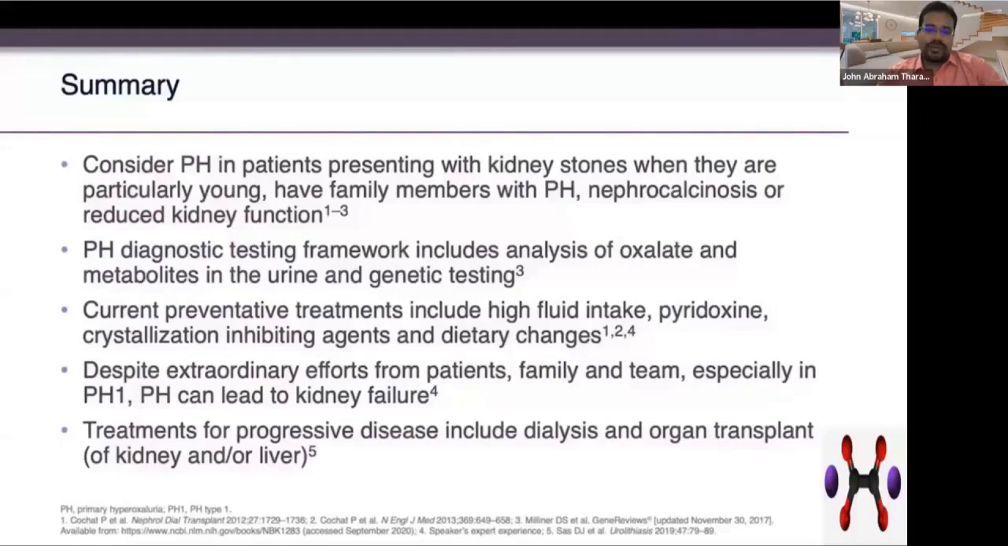Despite extraordinary efforts from the caregivers, patients, and family, especially in PH1, it can lead to kidney failure, and treatment of progressive disease includes renal replacement therapy and organ transplant, kidney and or liver.